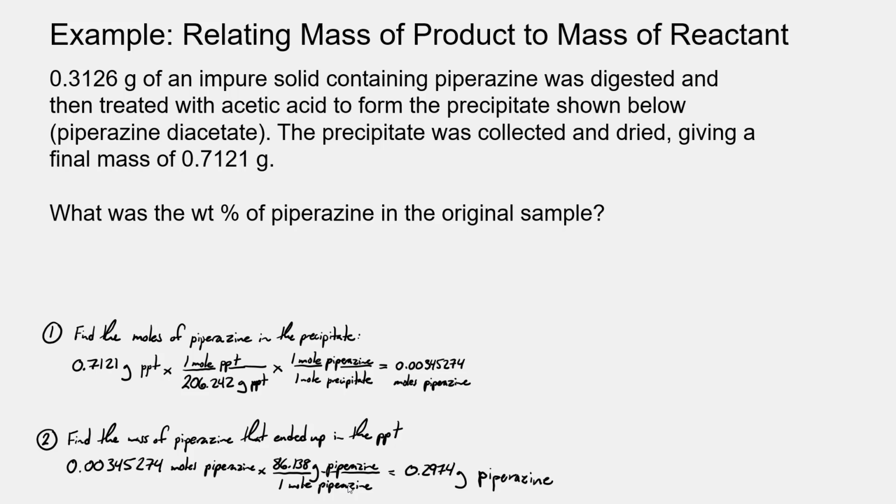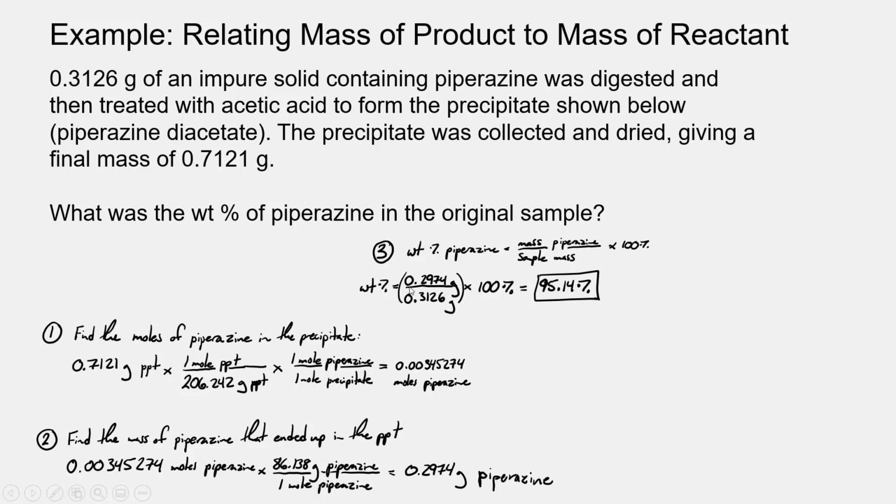Now, notice we already know the sample wasn't pure piperazine. It had a mass of 0.3126 grams, and only 0.2974 grams of that original sample mass were actually piperazine. So to find the weight percent of piperazine in the original sample, our last step will be to take the mass of the piperazine, divide it by the original sample mass, multiply by 100%. So that is 0.2974 grams divided by 0.3126 grams times 100%. The original sample was 95.14% piperazine. And we're entitled to 4 sig figs in our answer because we had 4 sig figs in both the original mass of the sample and the final mass of the precipitate.